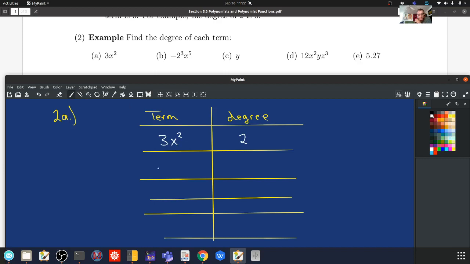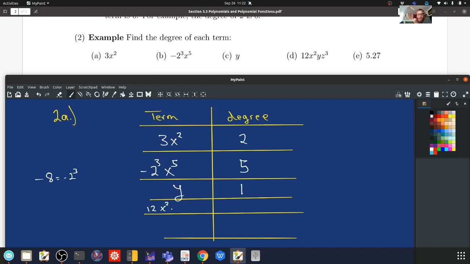The degree is 2. Minus 2 cubed x to the fifth. So this is a good example. The degree is the sum of the exponent values on the variables. Minus 2 cubed is minus 8. So that's the coefficient. The variable is just the x term, so the degree is 5. Y? The degree is 1.